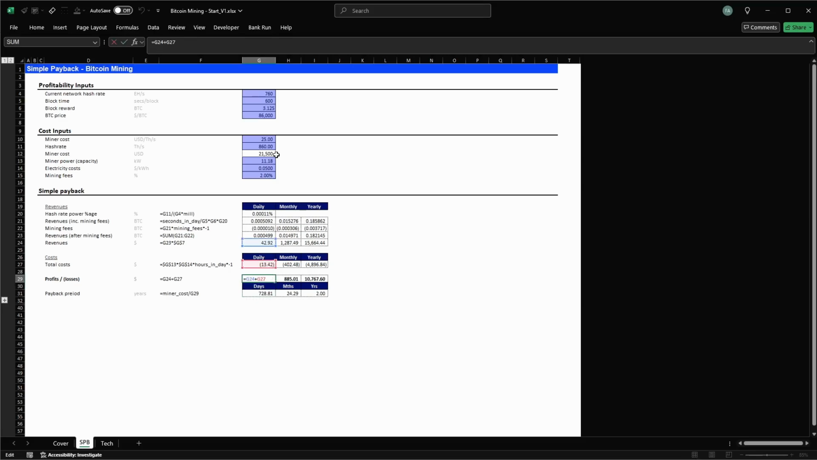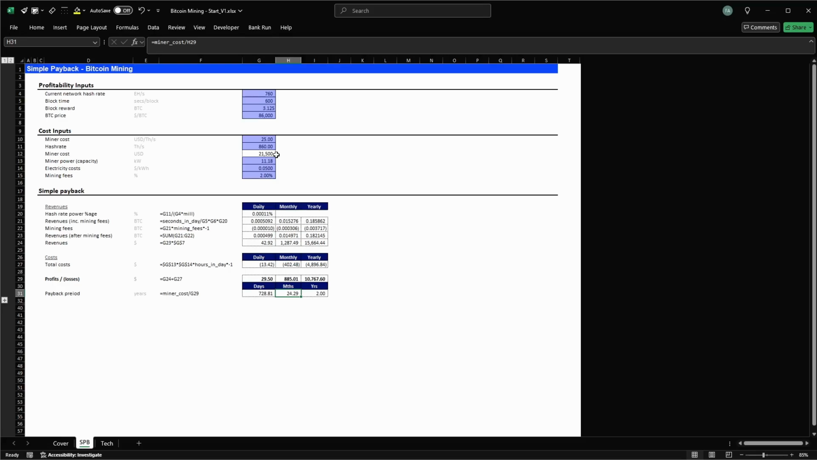I think that everything is correct over here. And we have basically concluded this exercise, right? So basically, if you were to invest in this machine, you would be able to get your money back in 2 years.